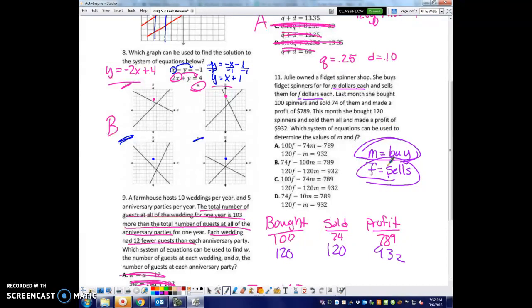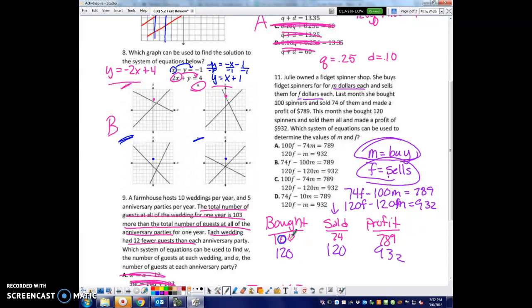So it's like this. If you have a lemonade stand and you have to buy all the materials for it and then you sell it for like $3 a piece, you take what you made minus what you spent to start it, and that gets you your profits, okay? So you take what you sold it for, so 74F minus the 100 that you bought it for, and that'll give you $7.89. And then you do the same thing for the one below. 120F minus what you paid for it originally, M, equals 9.32. So which one looks like that?